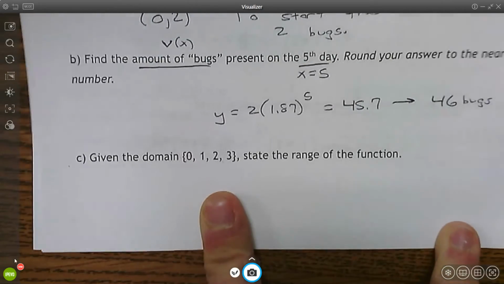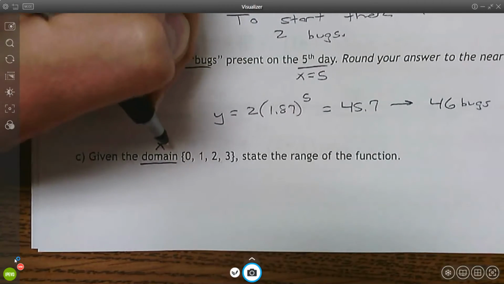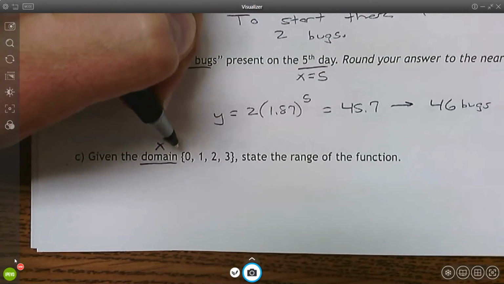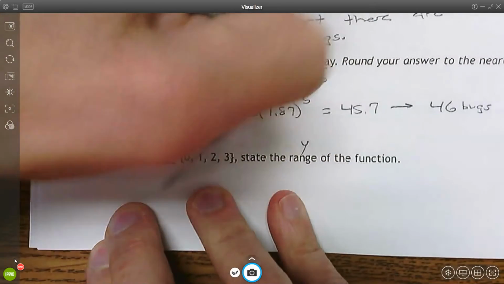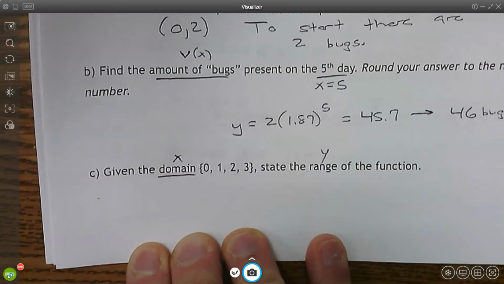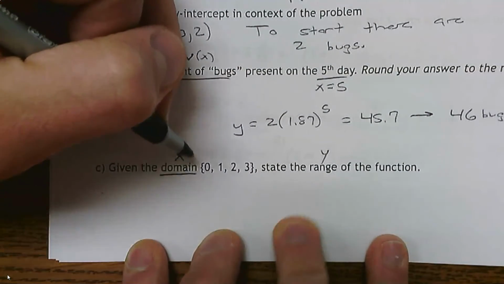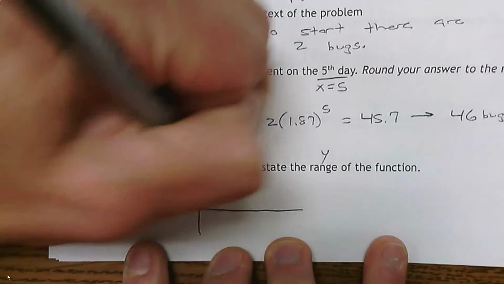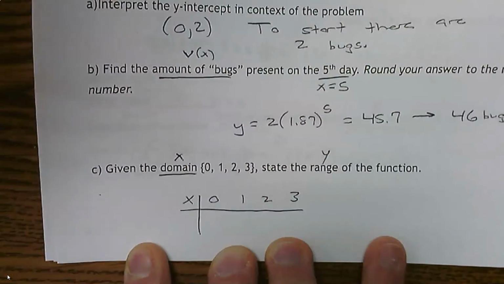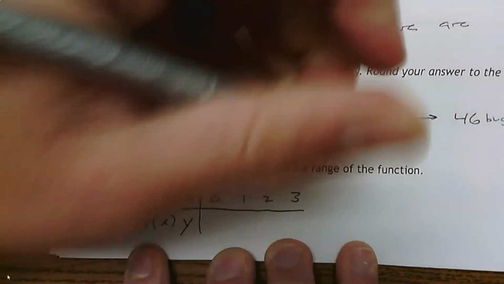Then the last thing that we're going to cover here is domain, which is input values, and range, which are output values. So domain is x values or inputs, range is y values or outputs. So basically what we're doing is figuring out after 0, 1, 2, and 3 days how many bugs are present. So this y is really v of x.